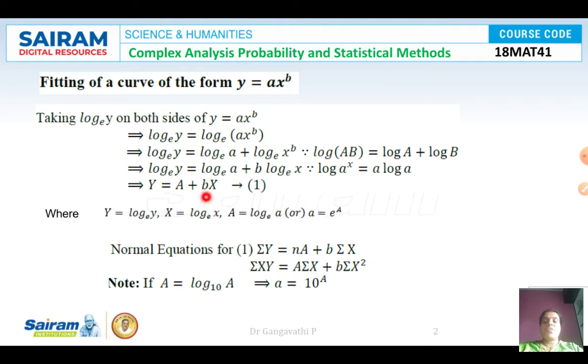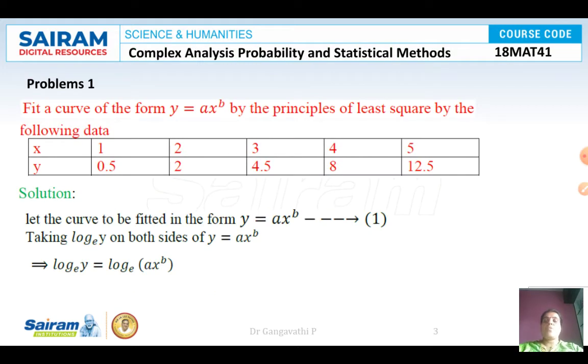The normal equations for this are, first take the summation: summation Y is equal to n into A plus b into summation X. Then multiply by capital X, whatever the X you have, the same X you should multiply, and then take the summation: summation XY is equal to A summation X plus b summation X squared. Here capital A is log a to base 10, in other words small a is equal to 10 to the power of capital A. Now the calculation part we will be doing first, and then we will proceed to working out the problems.